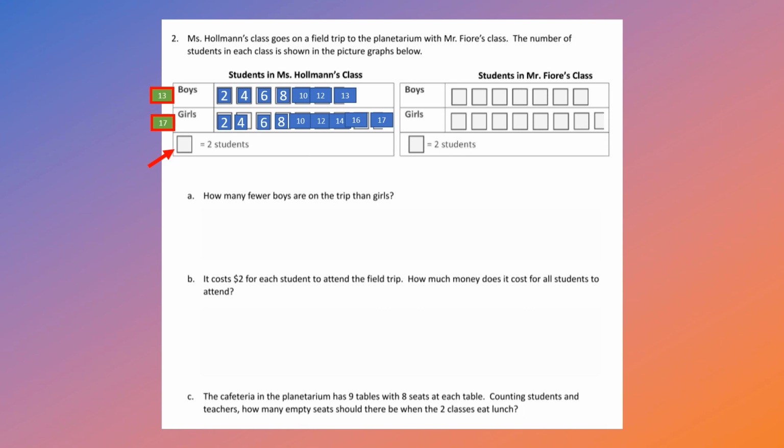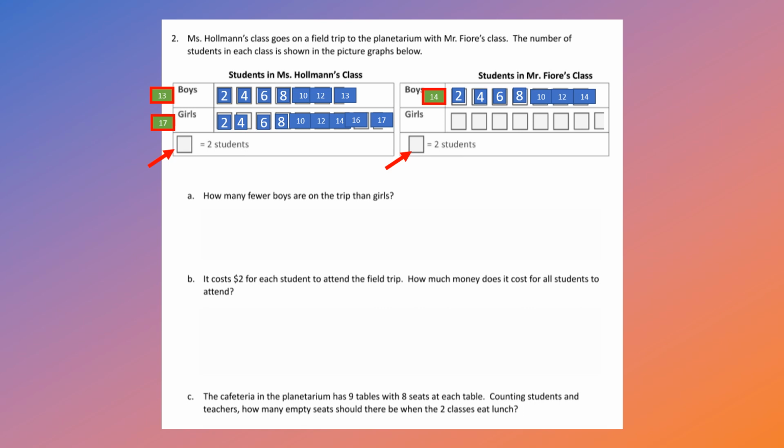Back to figuring out Mr. Fiore's class. Okay, let's start with boys. I want to make sure to look at the key again because sometimes keys change, but this one didn't. We're still counting by 2s. 2, 4, 6, 8, 10, 12, 14. There are 14 boys in Mr. Fiore's class.